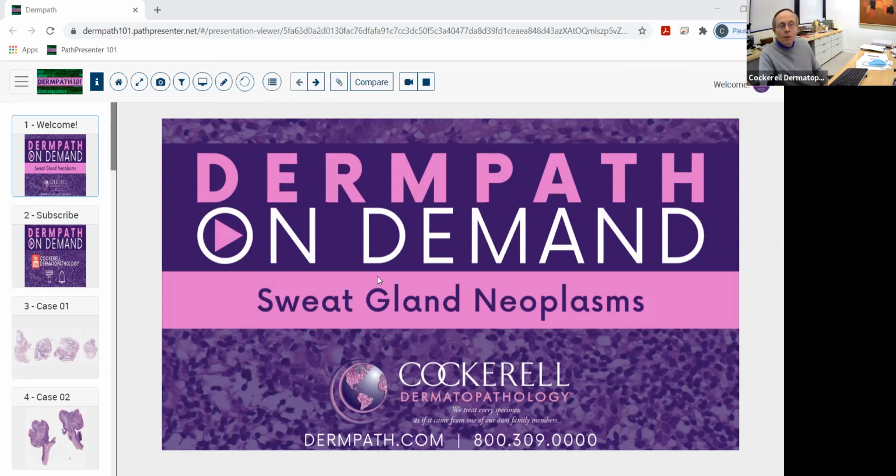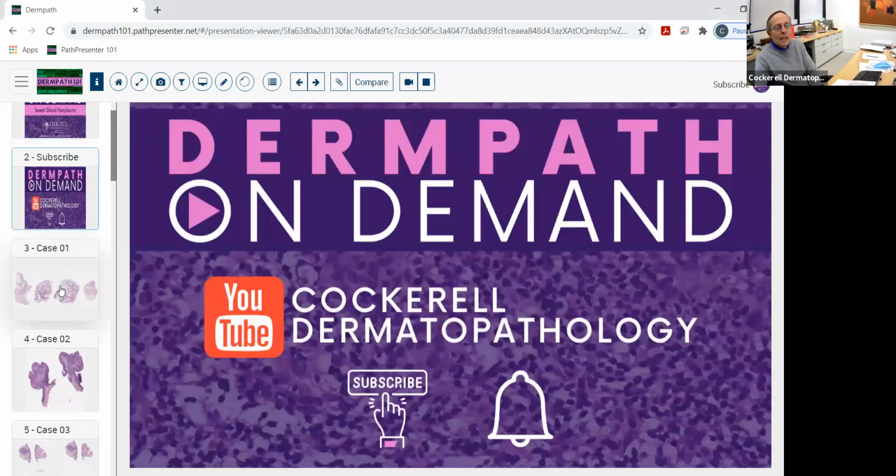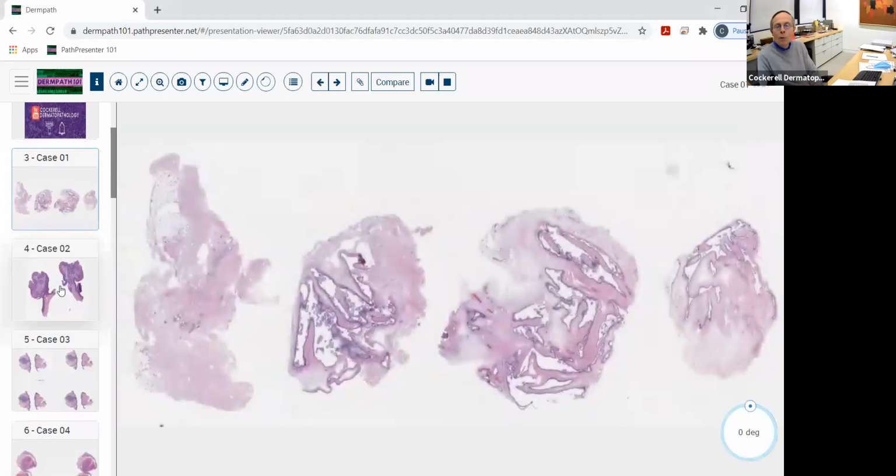get started here. We got a lot of good cases to look at today, and we're going to talk about sweat gland neoplasms. So just like all the other cases, these are new to me. I'm just looking at them the first time you are. I want to try to make this simple for you.